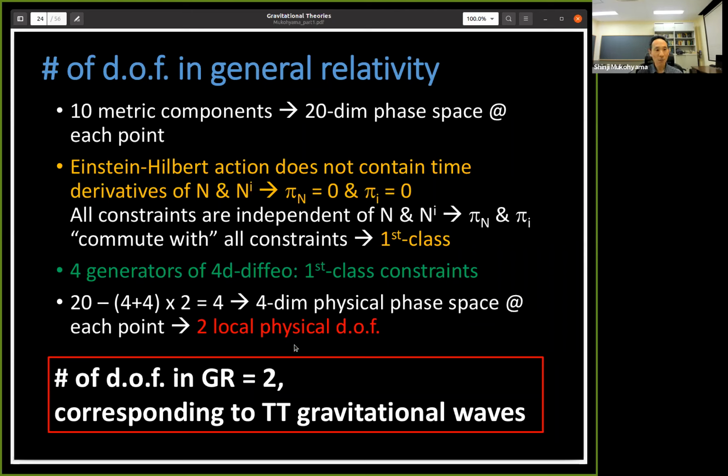But this argument is completely nonlinear. Not only does this apply to linear perturbations, but also to any nonlinear situation. So general relativity has 2 physical degrees of freedom at the fully nonlinear level. So now we know the equation of motion in general relativity and the number of degrees of freedom.